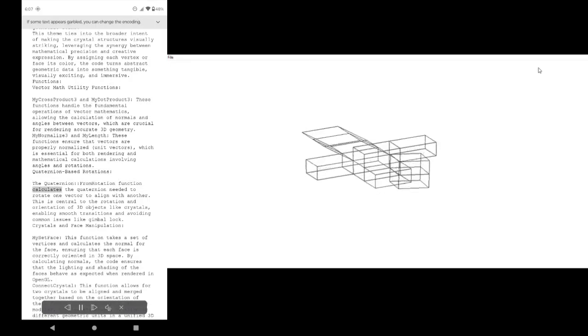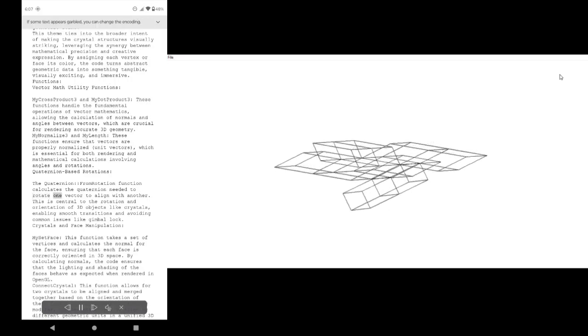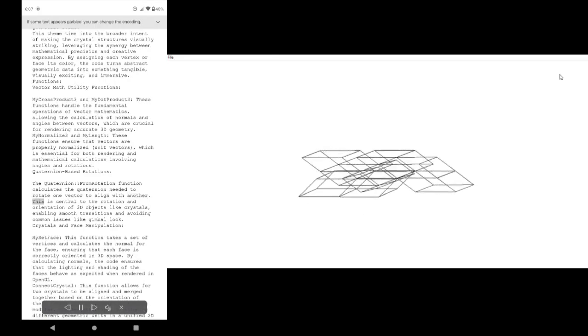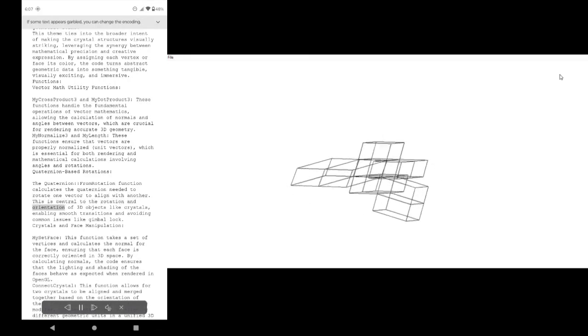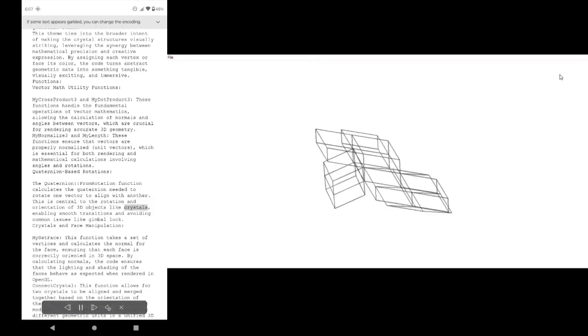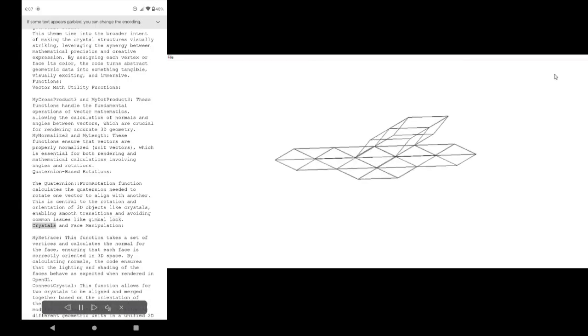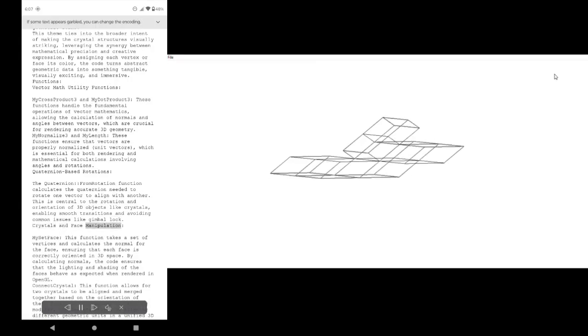The quaternion from rotation function calculates the quaternion needed to rotate one vector to align with another. This is central to the rotation and orientation of 3D objects like crystals, enabling smooth transitions and avoiding common issues like gimbal lock.